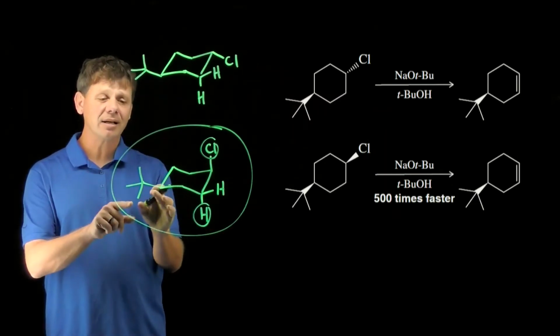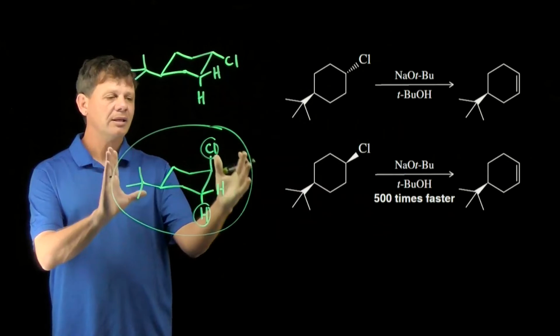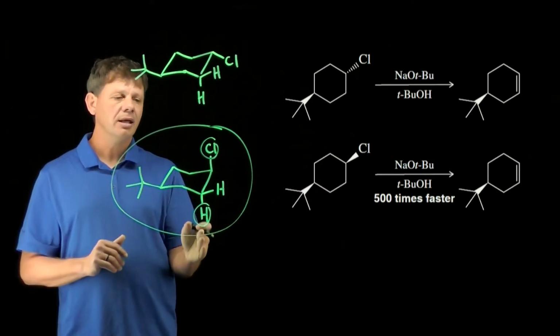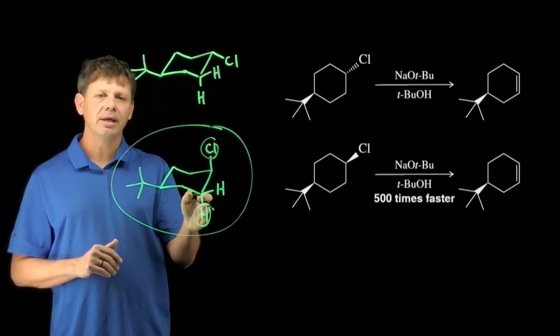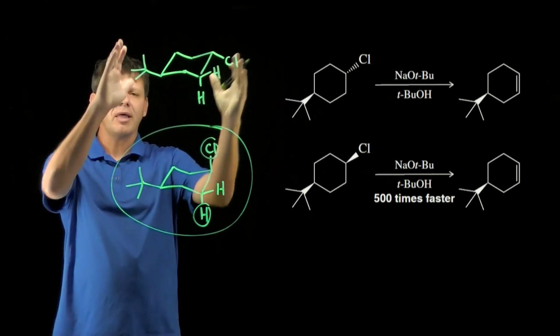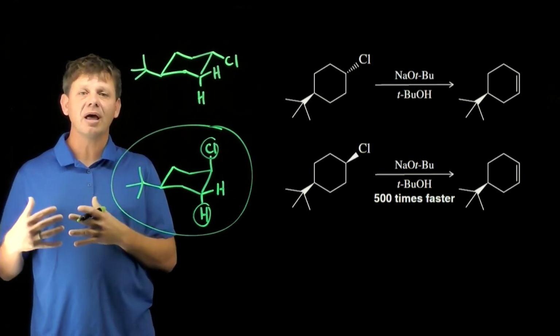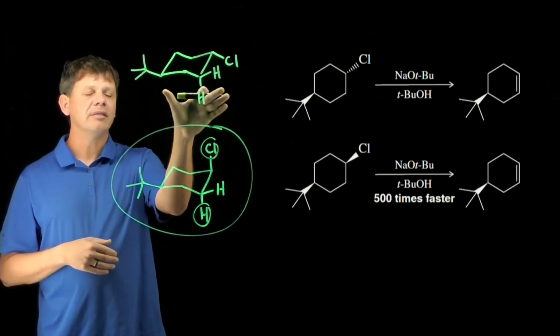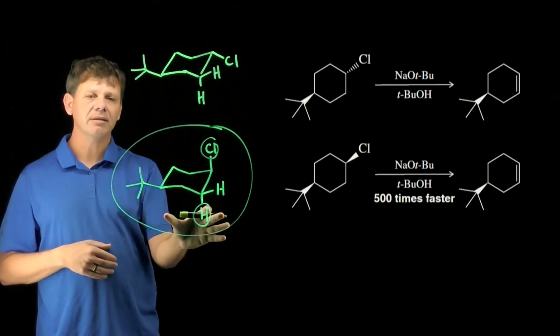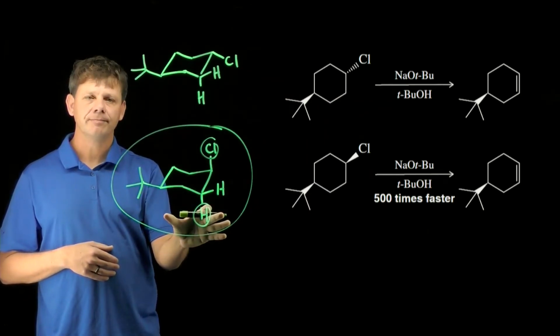In fact, it's kind of locked by that bulky tert-butyl group. It's locked into the conformation that gives us the anti and coplanar arrangement. Whereas this one is locked into the conformation that does not give the anti and coplanar. This one eliminates much more slowly, this one much faster.